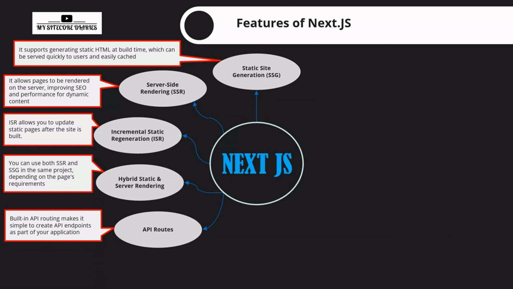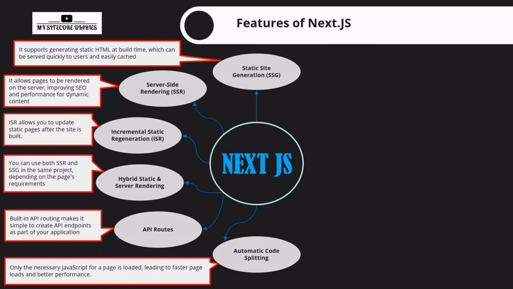API routes. So built-in API routing makes it simple to create API endpoints as a part of your application. API routing in React typically refers to how a React application interacts with the backend APIs to fetch or send data. So how the React application should interact with the APIs, either to fetch data or send data, that is your API routing. So Next.js provides built-in API routing.